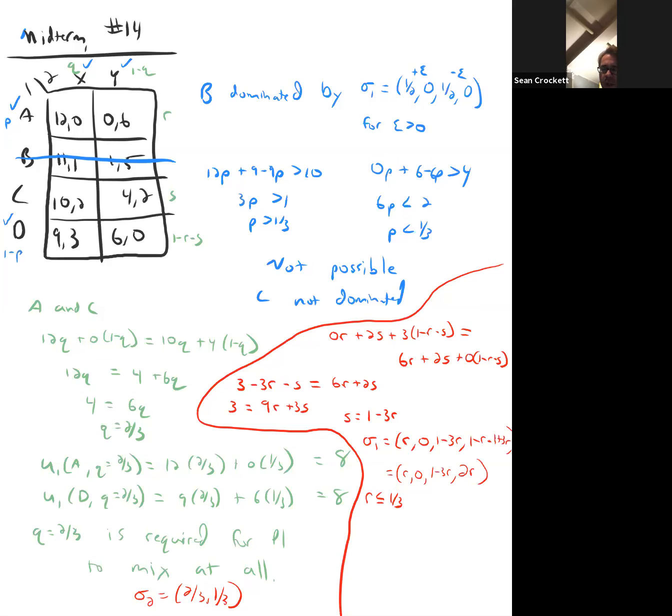The second restriction is that R has to be less than or equal to 1/2. Otherwise, that last probability could be greater than one, and that's not allowed, okay? But of those restrictions, one is subsumed by the other. So R less than or equal to 1/3 is the relevant restriction, because if that's met, then the second restriction is met as well. So that's our mixed strategy equilibria, is that one for player two, and this one for player one with the restriction that R has to be less than or equal to 1/3.